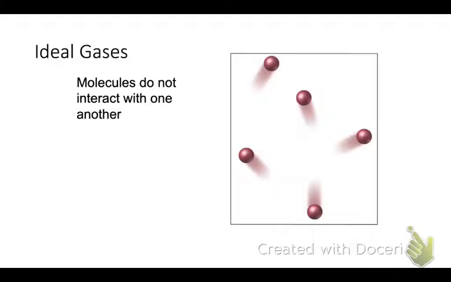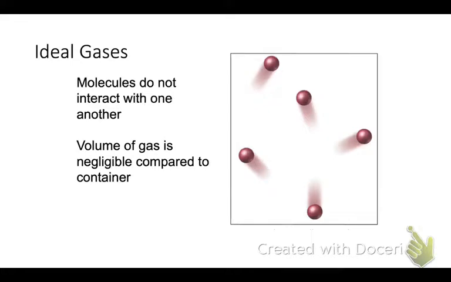In an ideal gas, molecules do not interact with each other. So if I'm going to talk about gases and I'm assuming ideal behavior, I am assuming that those gas particles are separated by large distances and they don't really interact with one another. They don't attract nor repel each other. The volume of the gas is negligible compared to the container, which means that if I compress this gas, the volume that it will occupy in comparison to the container will be very, very small.